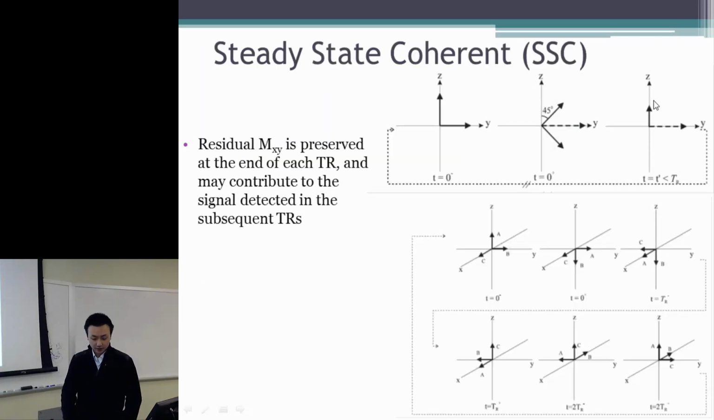Okay. So we have now introduced the incoherent steady state sequence. Are there any thoughts and questions?